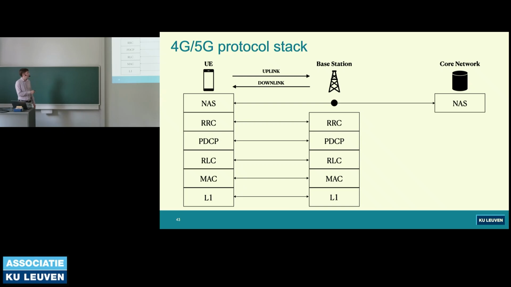The communication between the phone and the base station is called uplink, because basically it goes from your phone up to the base station. And the other way around, it's called the downlink communication. And like the vast majority of network protocols, it has its own protocol stack, starting from the NAS layer on the top, finishing with layer 1, or the physical layer, on the bottom.